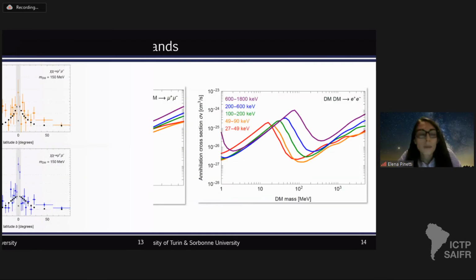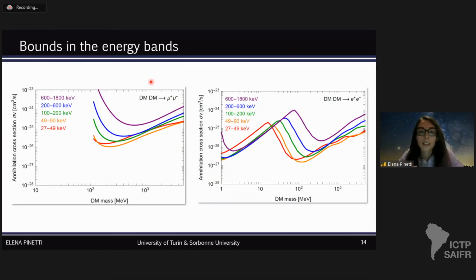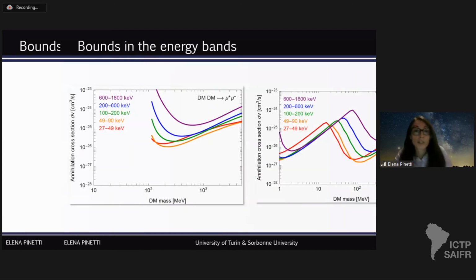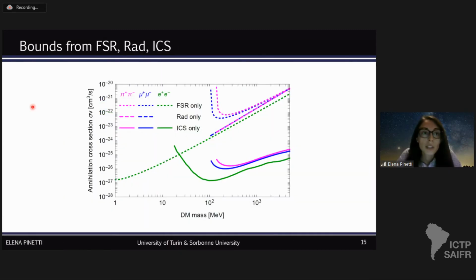So some of you may be curious to see the bounds that we obtain in the 5 different energy bands. On the left panel, I show you the muon channel, while on the right panel, there is the electron channel. Most of the time, the strongest constraints come from the 49-90 keV energy band, while the weakest constraints come from the highest energy band.